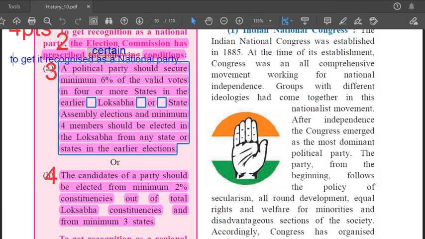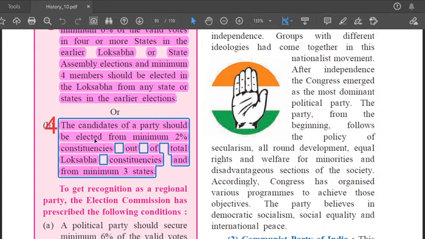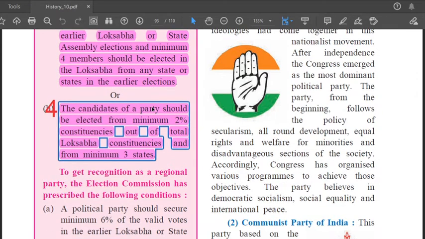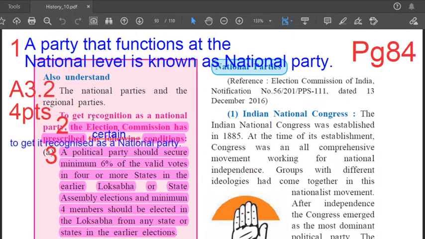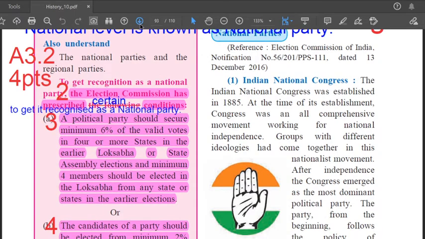Third point. A political party should secure minimum 6% of the valid votes in 4 or more states in the earlier Lok Sabha or state assembly elections. And minimum 4 members should be elected in the Lok Sabha from any state or states in the earlier elections. Fourth and the last point, the candidates of a party should be elected from minimum 2% constituencies out of total Lok Sabha constituencies and from minimum 3 states. Till here, that's answer for 3.2, which comprises of 4 points.